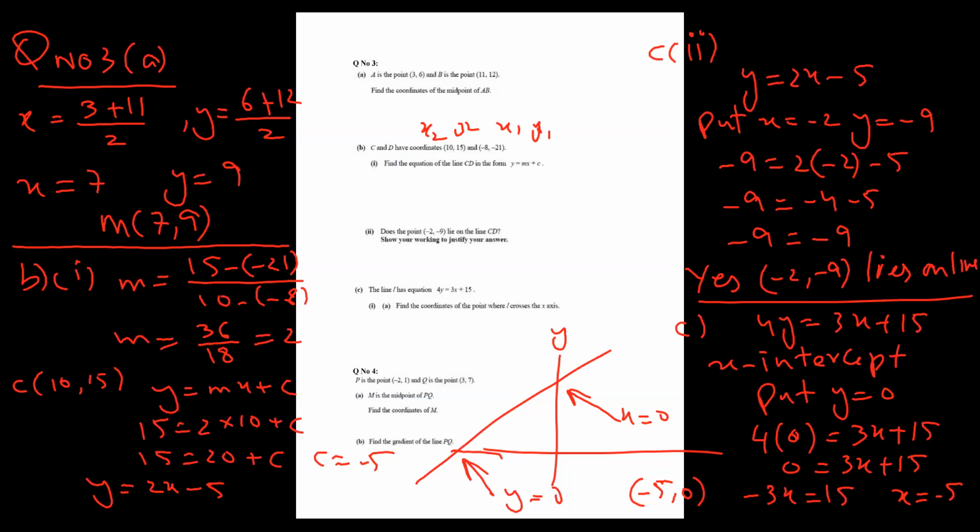Question number 3 finished. So let's go for question number 4. In question number 4, P is given, Q is given, and the first part asks for the midpoint, and then we have to find the gradient. So simple. So I'm writing the direct answer because I've saved my time.